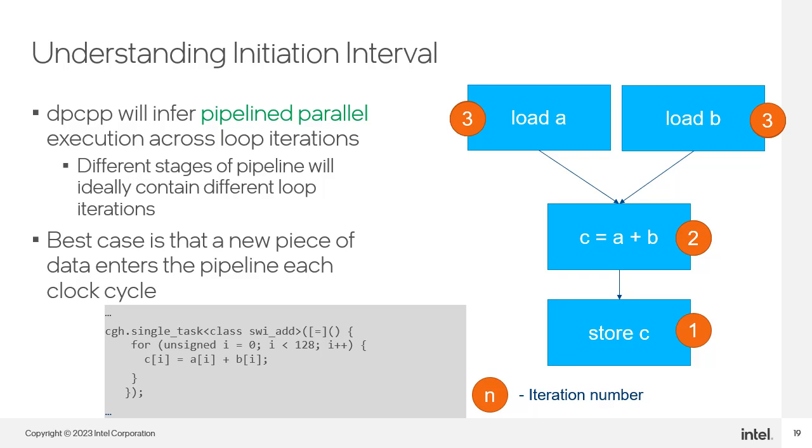The best case for performance is that a new piece of data enters the pipeline each clock cycle. In essence, we want to keep the pipeline computing and fed with data each clock cycle, since this is synchronous hardware. If data flows at every clock cycle, we can guarantee that we are using the hardware efficiently. Therefore, our target II is 1. When II is greater than 1, optimization techniques should be applied to make the II 1.